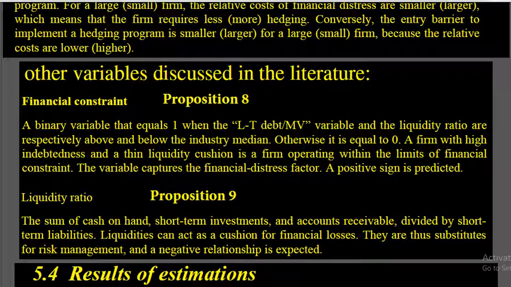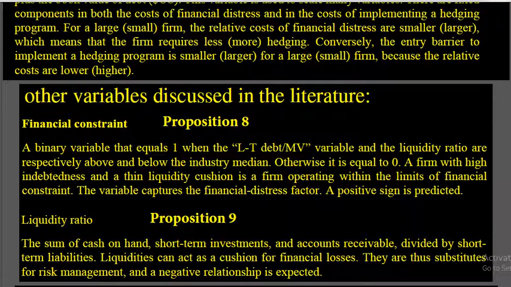Okay, proposition 9 says that we predict a negative sign for the variable liquidity ratio. And that's it for the propositions combined with the definitions of the variables. Good.